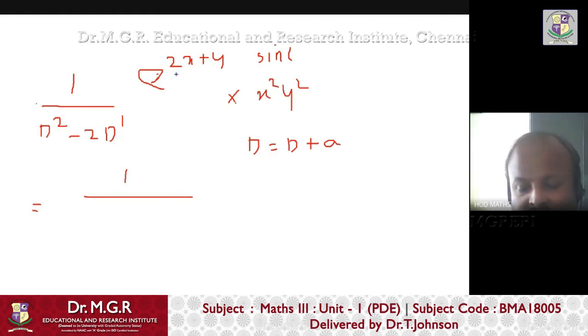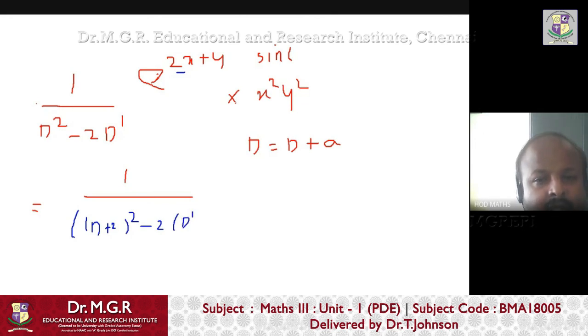For example, here, what is the value of a? That is the coefficient of x, which is 2. So in the original denominator, in place of D square, you have to write D plus 2 the whole square. Similarly, in place of D dash, you substitute D dash plus 1, which is the coefficient of y. Since the coefficient of y is 1, we write D as D plus a and D dash as D dash plus b. You have to do this simple thing once.